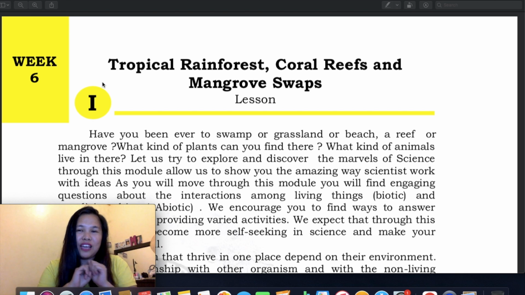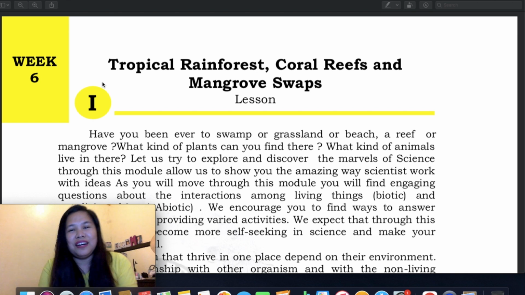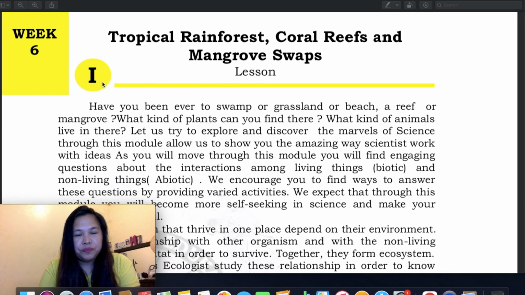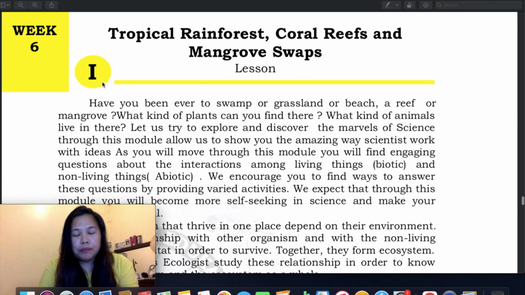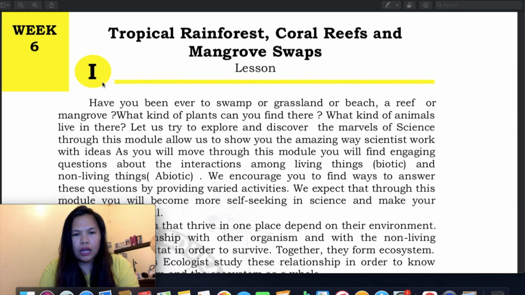Wow! Week 6 na po tayo, guys. So, malapit na rin ang third quarter. So, let's move on. In our background of the studies or the introduction, when we see tropical rainforest, meron tayong yan. Then coral reefs sa ating mga kadagatan and mangrove swamps sa ating mga estuaries.